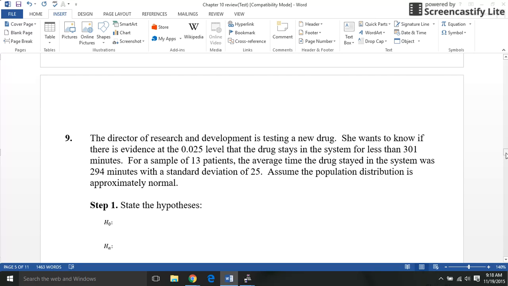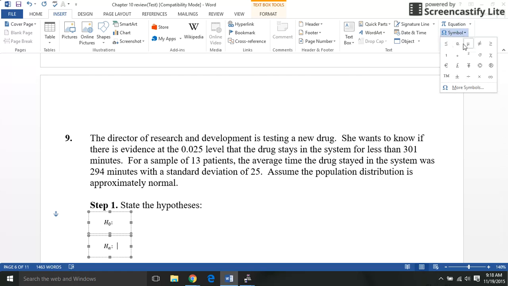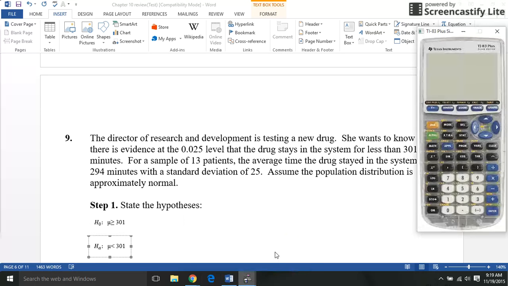Okay, this one is basically the same like we did last time. The only thing that's different on this one is this is a less than. So we do that, less than, and this one, our population mean is 301. So I'm going to put the mathematical opposite in the null. The mean is greater than or equal to 301. All right, so now put everything in the calculator.